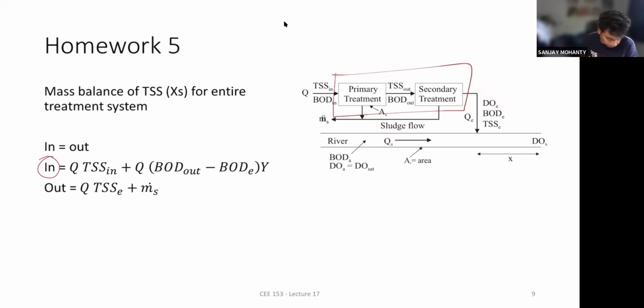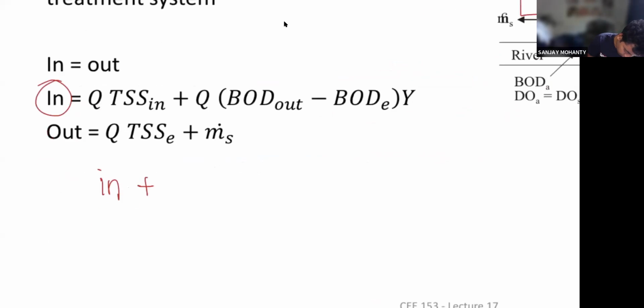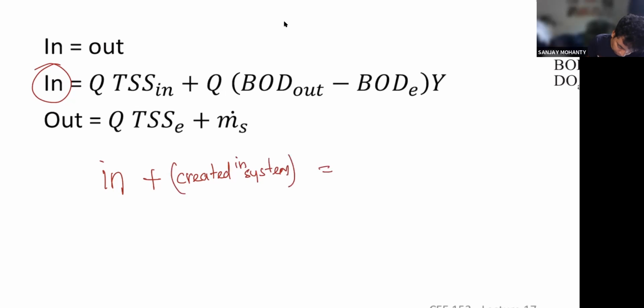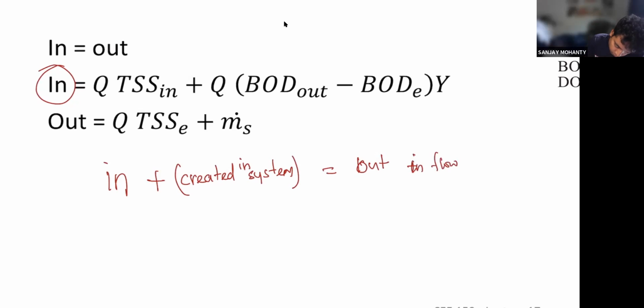So how the amount of suspended solid is created: this is in plus what is created in the system. That's the total amount coming into the system. Okay, it's the same as what is out, inflow plus settled.